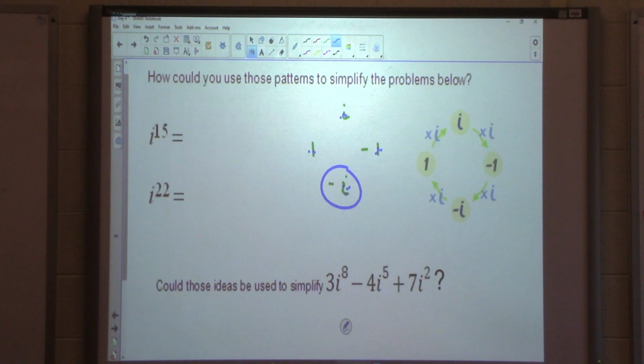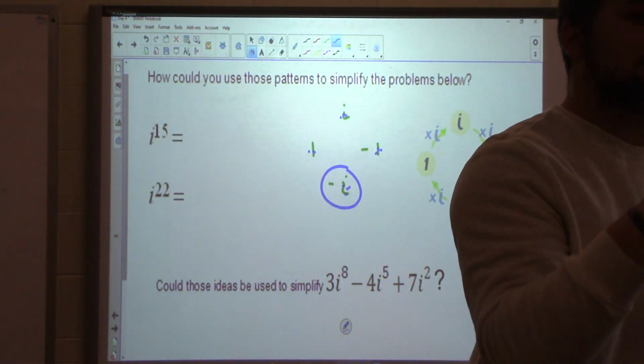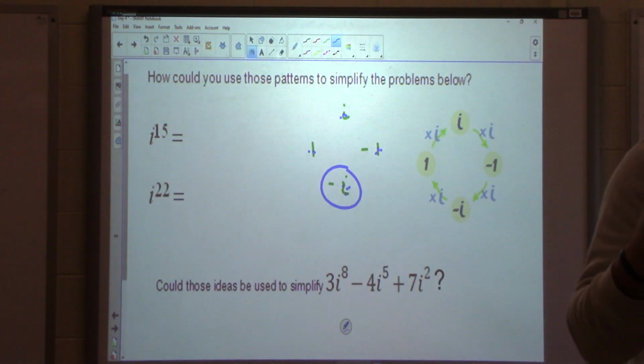Now, for a number like 15, that's not so bad, right? Going around, hitting 15 of them, that's not bad. But what if we give you on the test something like i to the 200 and something? Then you go around the 200.